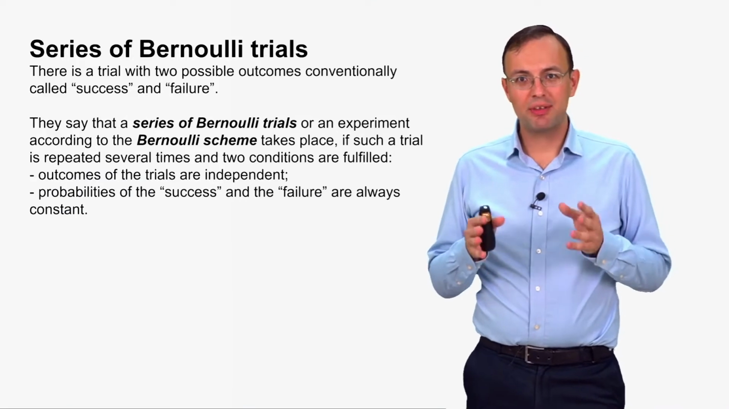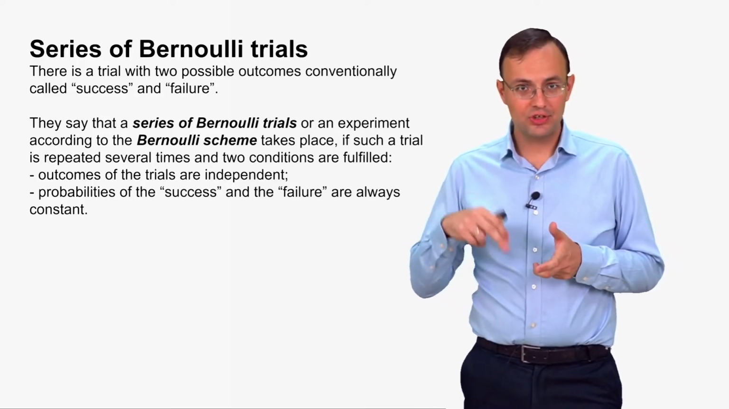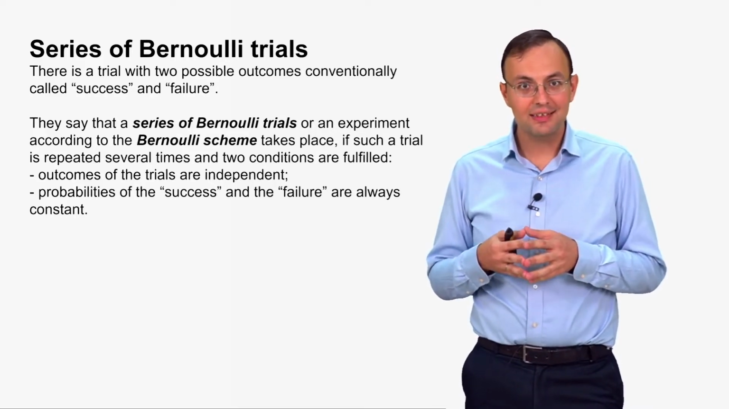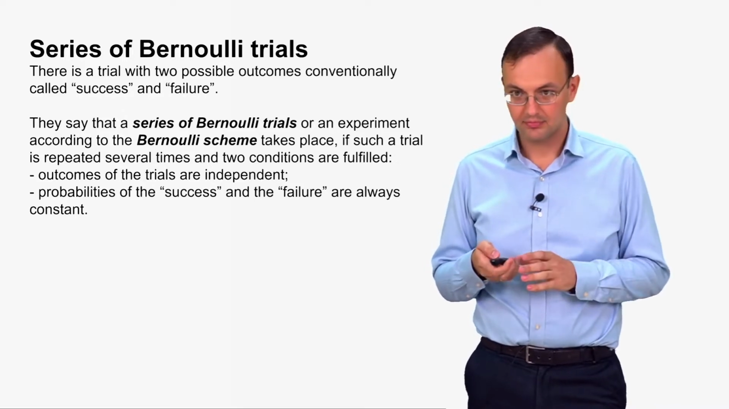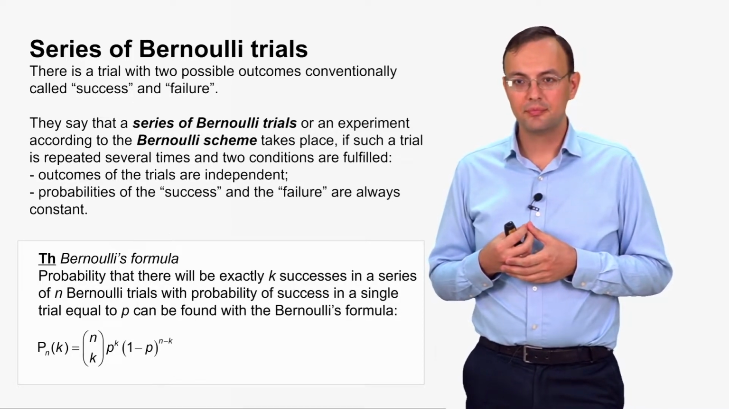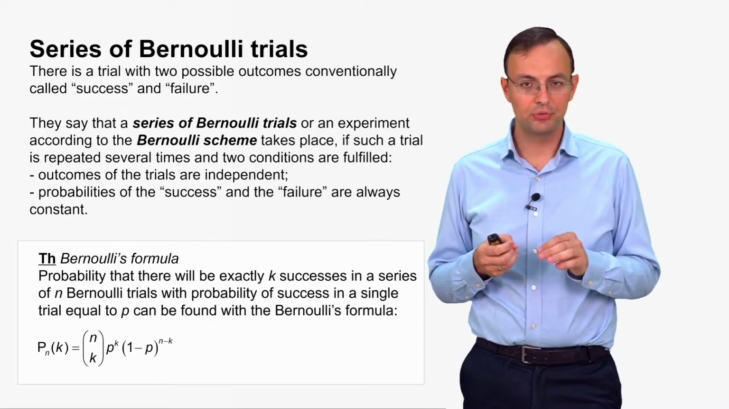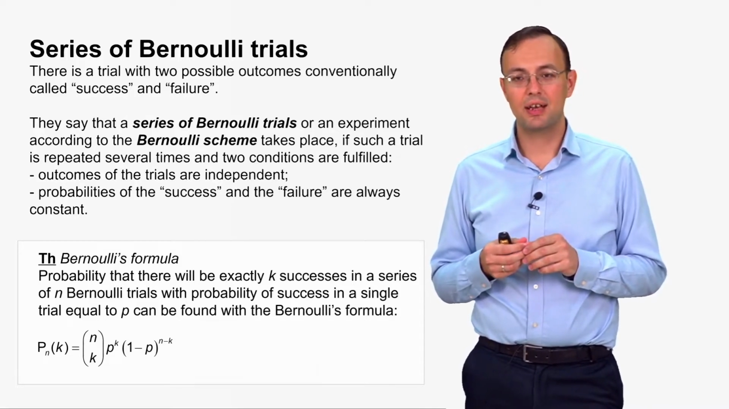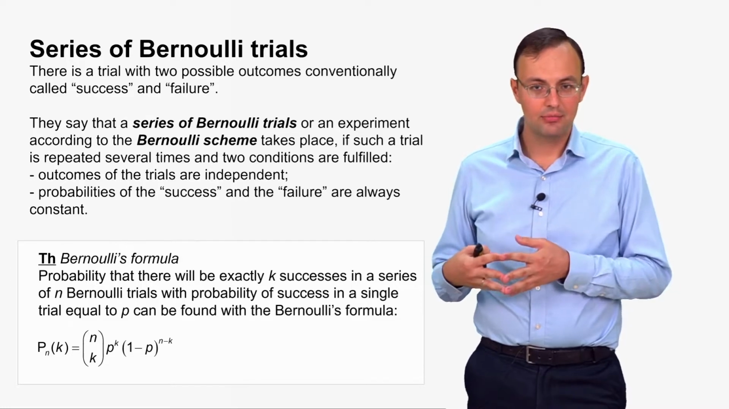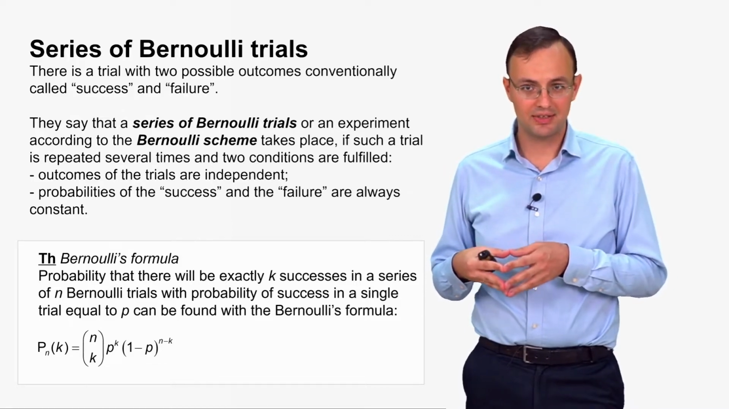So suppose that we have a series of Bernoulli trials, and we know the number of trials, and we know the probability of success for each single trial. And now I want to find the probability that the number of successes in the whole series will be equal to a given number. This can be done with Bernoulli's formula. This is the probability that there will be exactly k successes in a series of n Bernoulli trials, and small p is the probability of success in each single trial. Here you see n choose k, the number of combinations, times p to the power of k times 1 minus p to the power of n minus k.